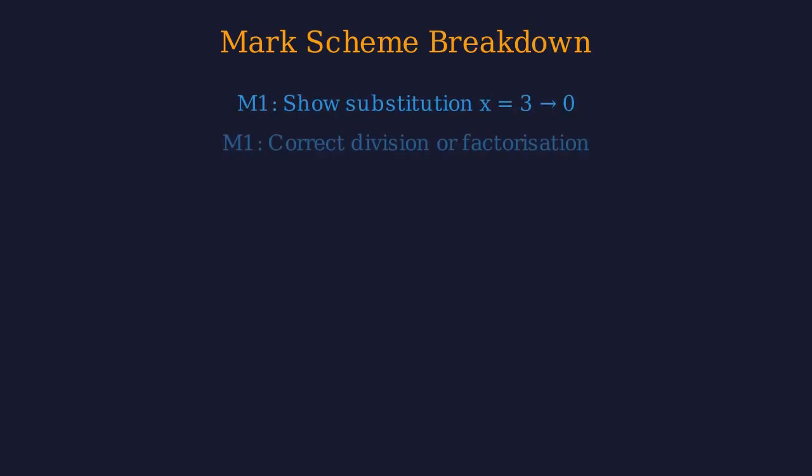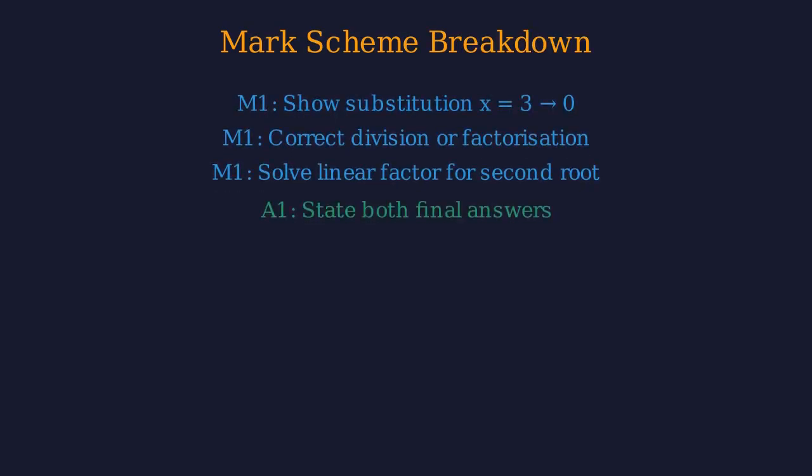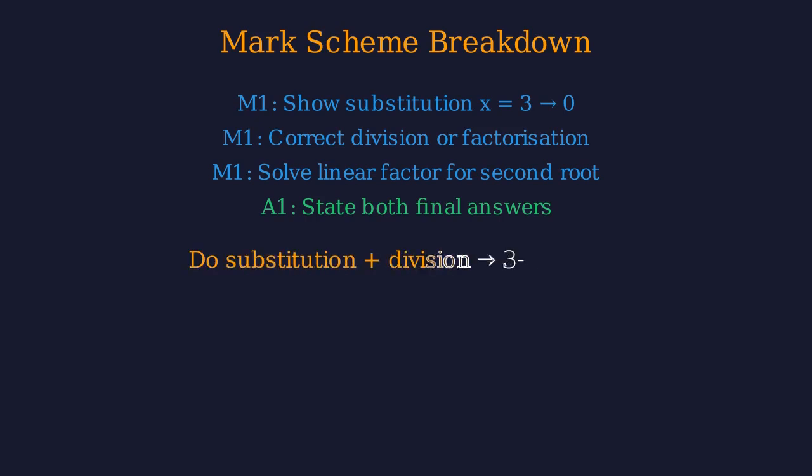Exam technique. How are those 4 marks actually awarded? In a question like this, you'll typically see M1 for a clear substitution showing x equals 3 gives 0, M1 for the correct division or factorization, M1 for solving the linear factor to get the second root, and A1 for the final answers stated clearly. So if you can do the substitution and division, you may already have 3 or 4 marks, even if you fumble a later algebraic step.